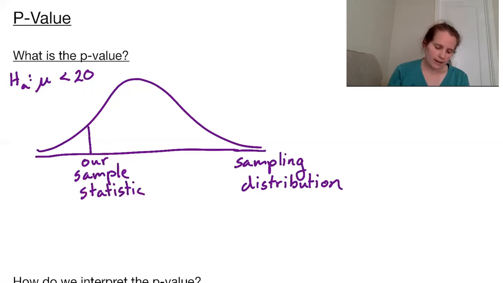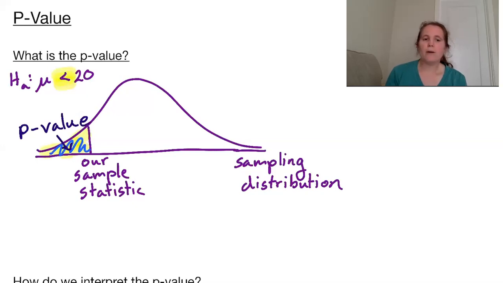The less than sign, the alternative hypothesis sign, tells us which way to shade. So since it said less than, we should shade that same direction. So we shade the same way as our alternative hypothesis statement. The probability of that region is our p-value. So essentially the p-value is the probability of a sample being as extreme as ours.